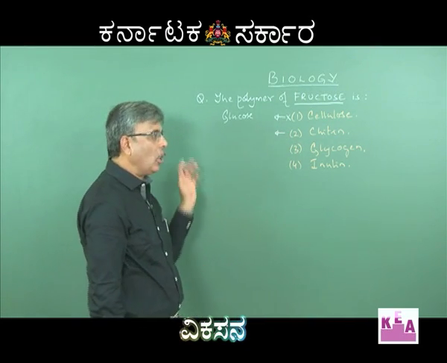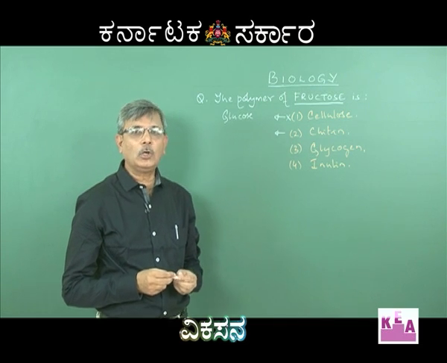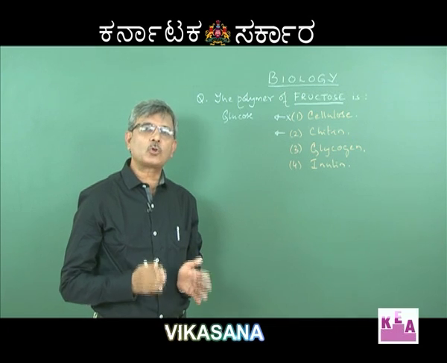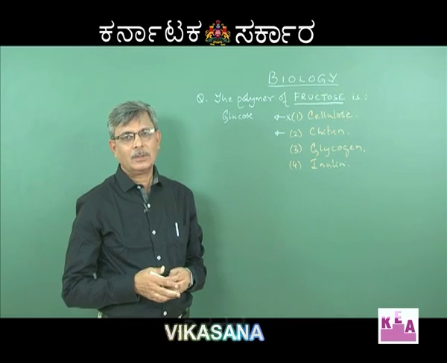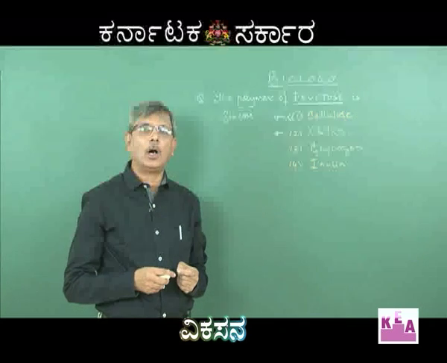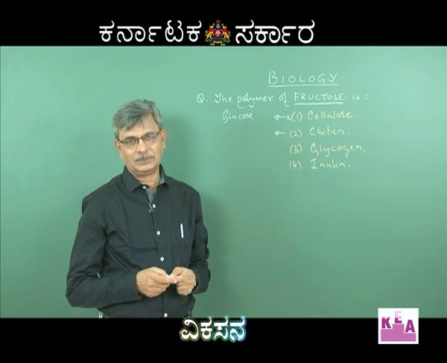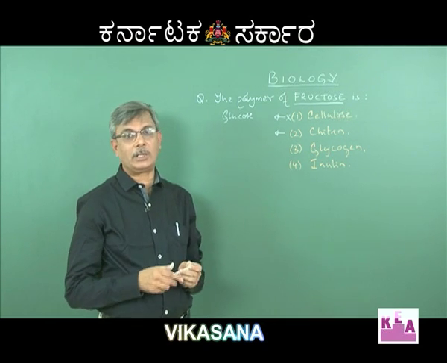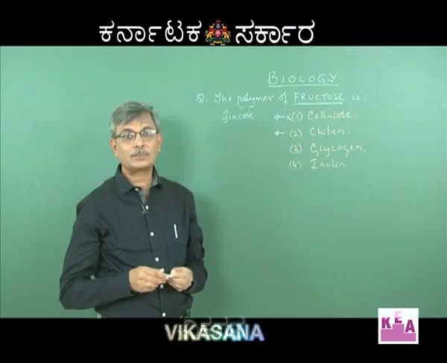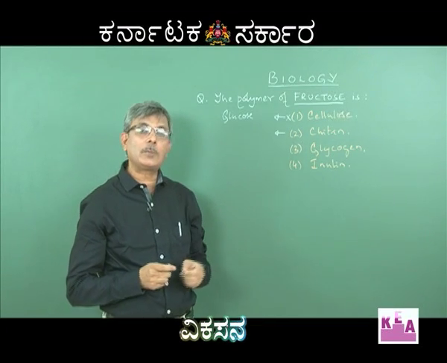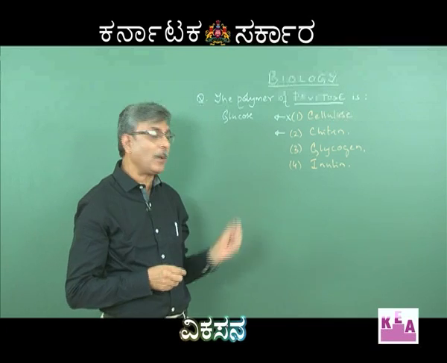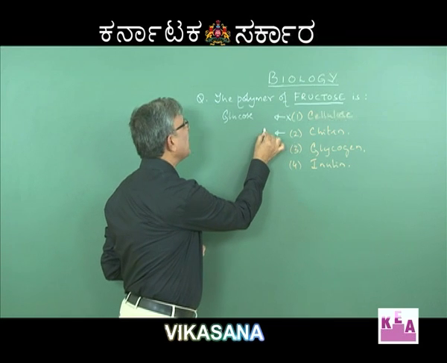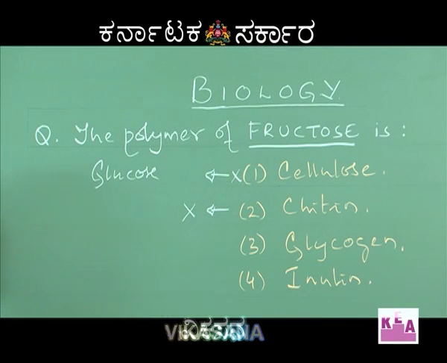Chitin is a heteropolymer. We know chitin is found as the part of exoskeleton of arthropods. Chitin is also a constituent of the cell wall of fungi, and it is the second most abundant carbohydrate actually on the earth, and it is a heteropolymer. It is made up of N-acetyl glucosamine. So, thereby this is also not the option, it is a heteropolymer.